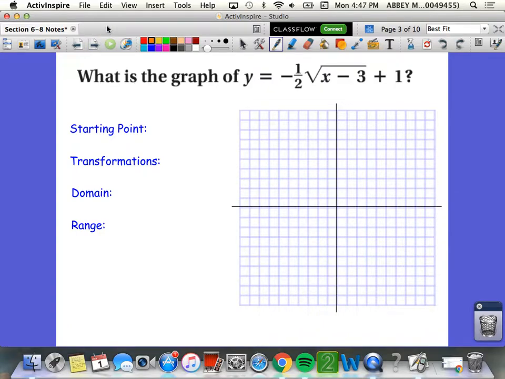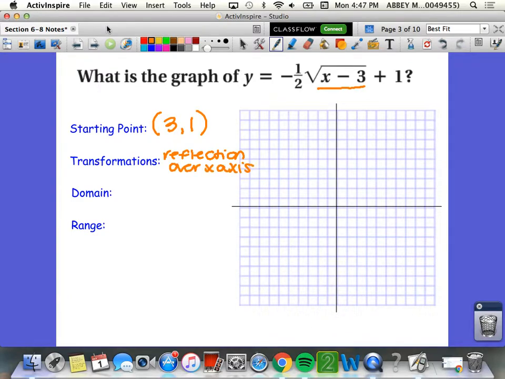So on this problem, we have an equation in front of us. It says, what is the graph of y equals -1/2 the square root of x minus 3 plus 1? The first thing I want to do is I want to label that starting point. My starting point would be 3, 1. So just like if this radical was like parentheses, it's the opposite of what's inside there. Okay? From here, I can make a list of all of my transformations. We have a reflection over the x-axis.